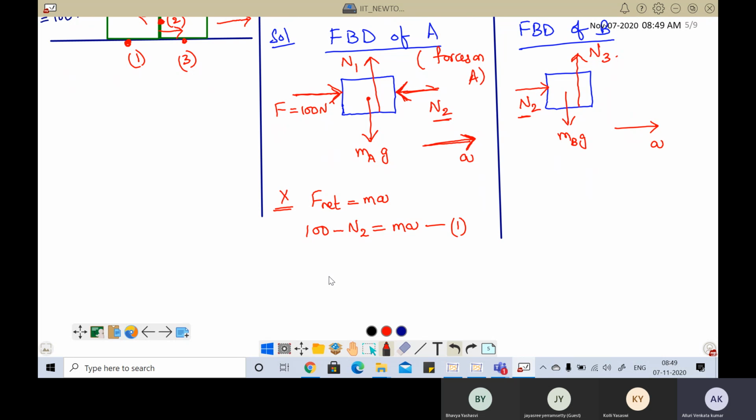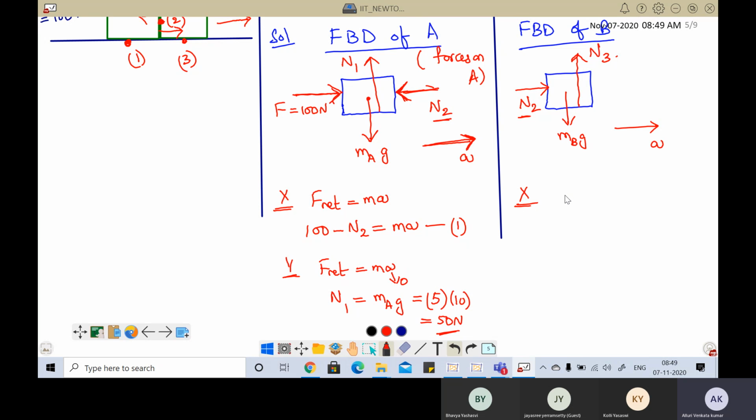In y direction, F net equal to ma. Will the body move in y direction just by common sense? No, sir. That means acceleration is zero. Now if acceleration is 0, that means these two forces are equal. N1 is equal to m_A g. What is the mass of block A? 5 kg. So 5 into 10, that is 50 newtons. Now come to block B.